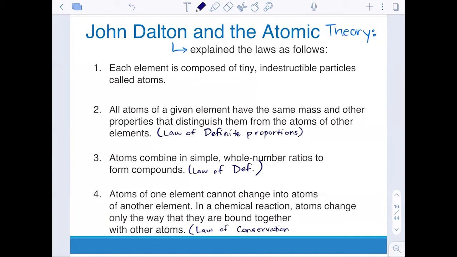Now he took these and he broadened the laws and he changed the definitions to fit his theory. A couple of issues with these that we see now. Number 2, not all atoms of a given element have the same mass and other properties. We're going to dive into isotopes next time. Isotopes are an issue. We'll define those in the next lecture. And number 4, a little issue here. Nuclear reactions we know now exist. We're not going to talk about nuclear reactions.